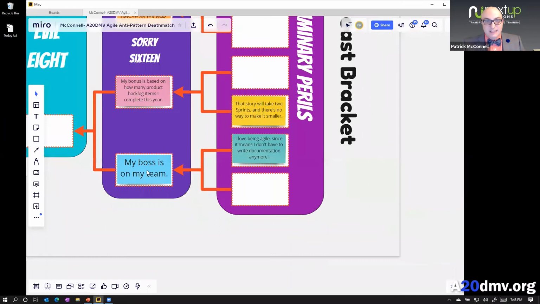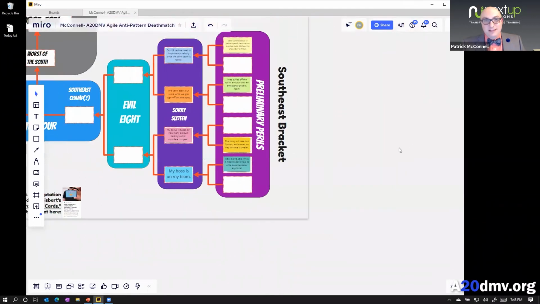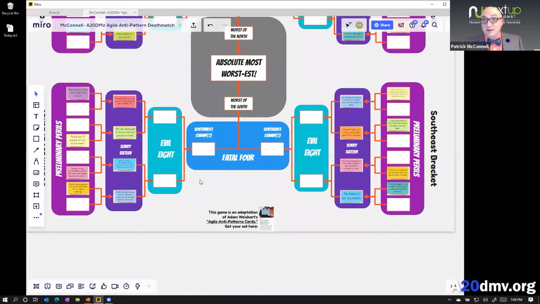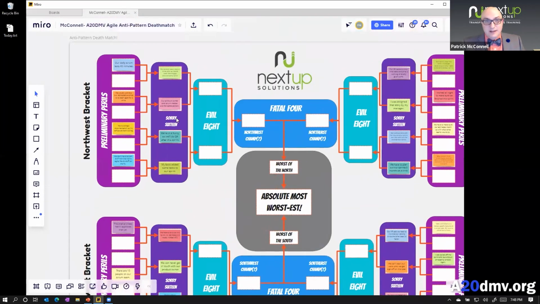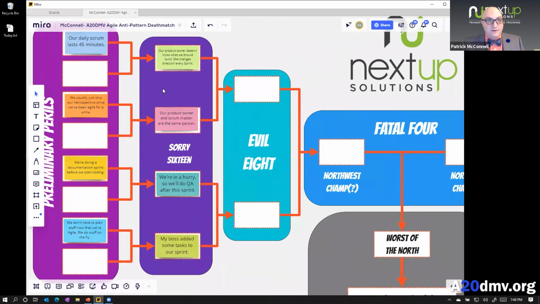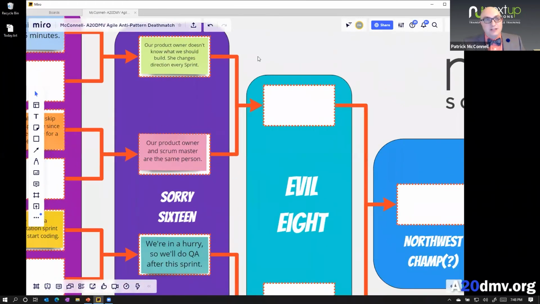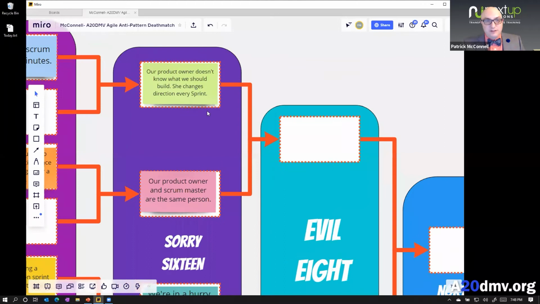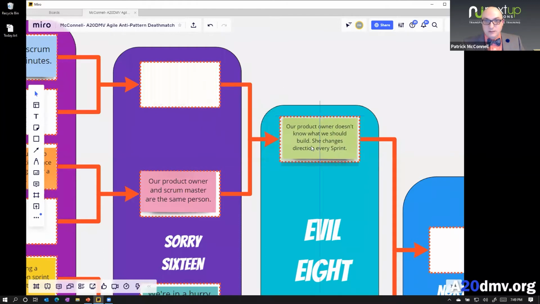All right, well done. That brings us to the end of our initial preliminary perils round. That means it's time to move on to the Sorry 16. So let's take a look at these Sorry 16 folks. First matchup: our product owner doesn't know what we should build. They change direction every sprint. Or our product owner and Scrum Master are the same person. Which one of those is worse? Raise your hand for the top one, leave it lowered for the bottom. Oh, top one, I think, is taking this one in a romp.